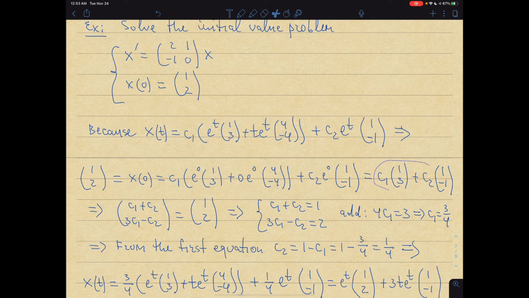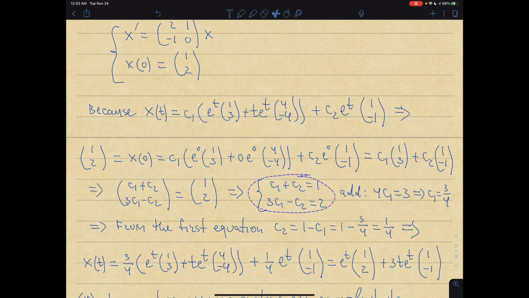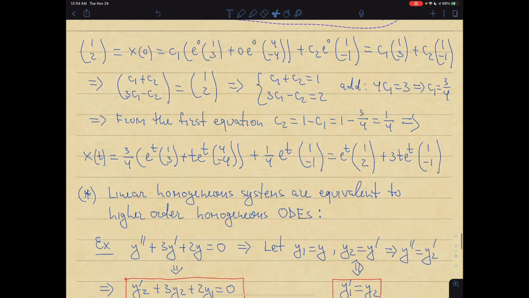You simplify, so you get the sum of two constant vectors with unknown constants. You combine the vectors, you equate the corresponding components, and you end up with a system of two algebraic equations with two unknowns, which you can solve, and you find that C1 is 3/4 and C2 is 1/4. You plug those back into the expression for x of t, you simplify, and you get the final solution that has this form.